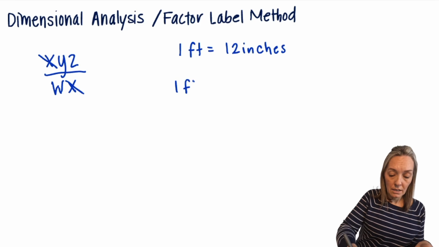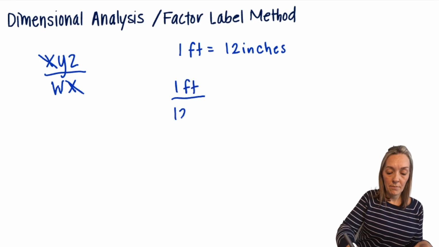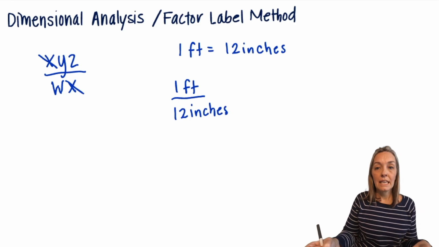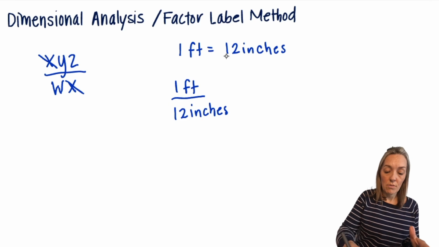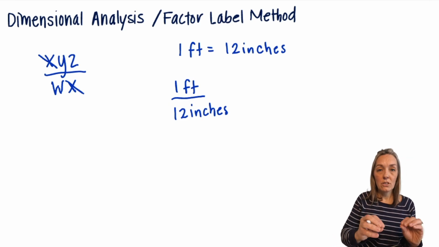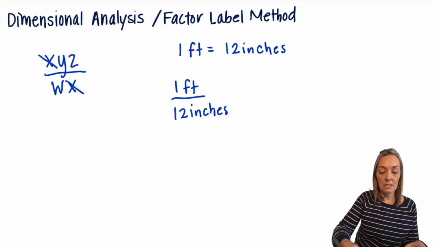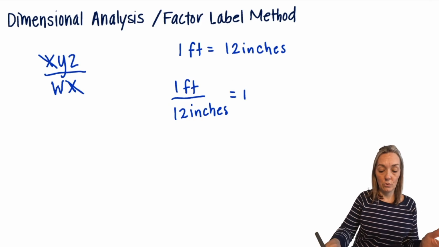So I'm going to write it 1 foot on the top and 12 inches on the bottom. The key is that the top and the bottom of the fraction should each be equivalent to each other in terms of distance. So not in terms of numbers, but focus on the distance. 1 foot and 12 inches are the same. So in terms of distance, this is equivalent to 1.